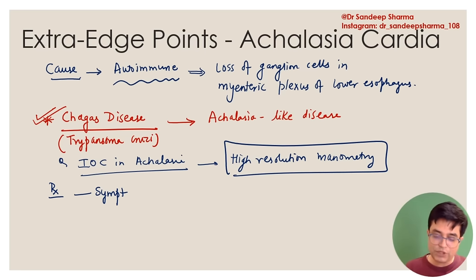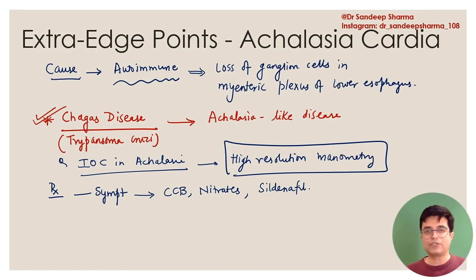However, for symptomatic relief, you can use drugs like calcium channel blockers, you can give a trial of nitrates, you can also give a trial of sildenafil, which is a phosphodiesterase inhibitor. But all of these drugs are associated with side effects, hemodynamic changes, vasodilatation, and hypotension can sometimes happen. So in symptomatic cases, you can give them.